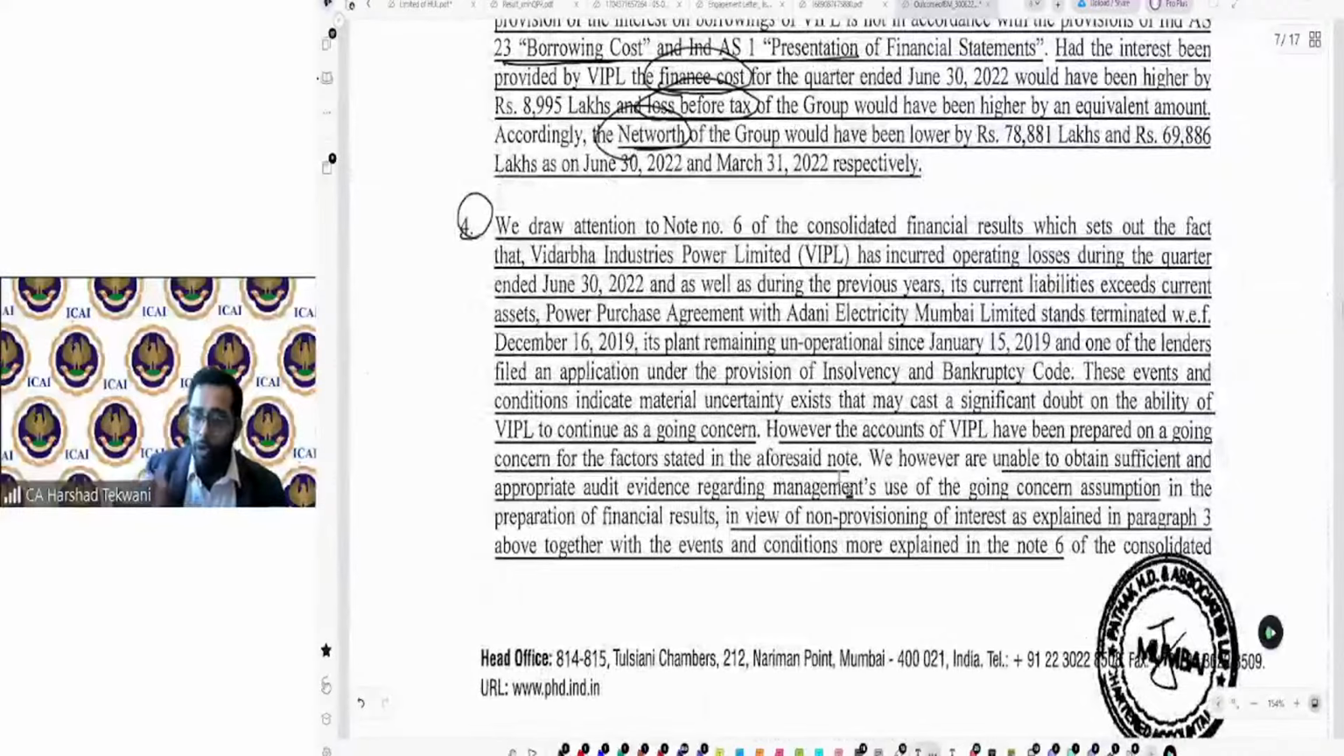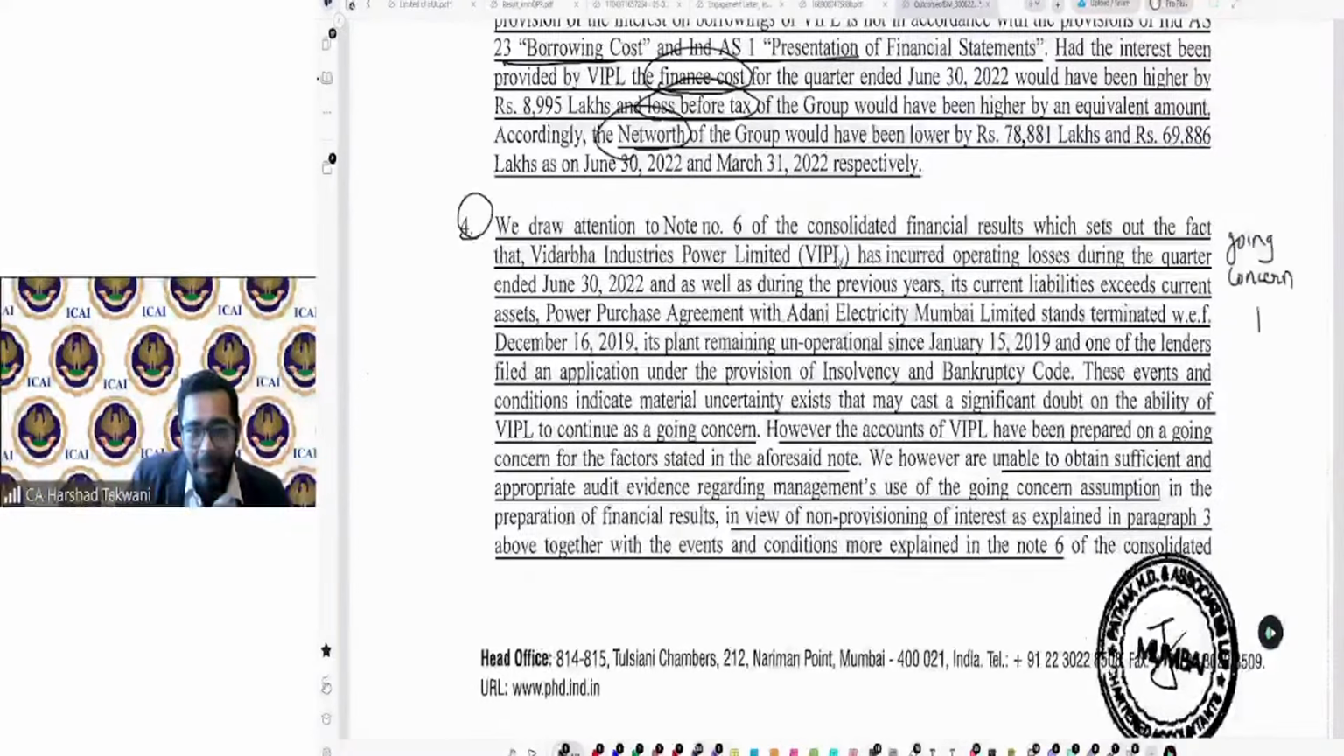Okay. So they are not able to obtain sufficient and appropriate audit evidence. As a result, they have qualified the same, along with the non-provision of the interest. So a classic example of, you can say, going concern plus unable to obtain sufficient and appropriate evidence.